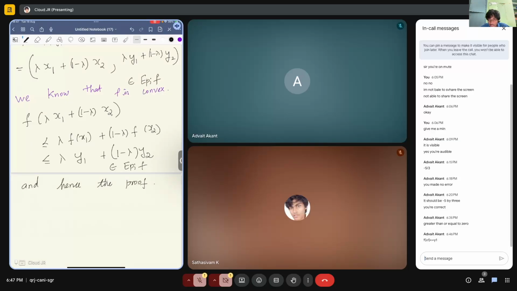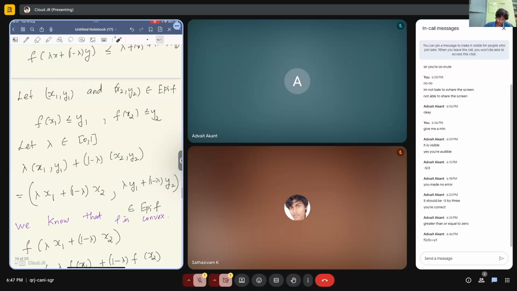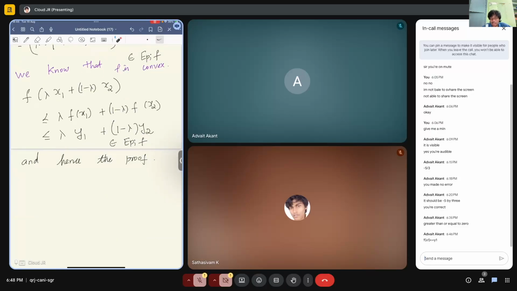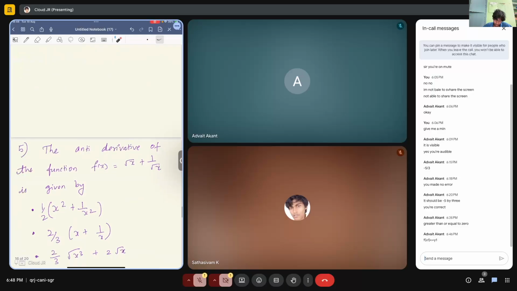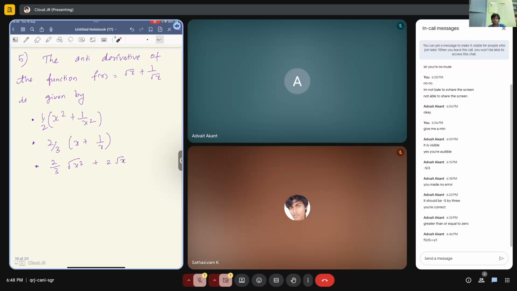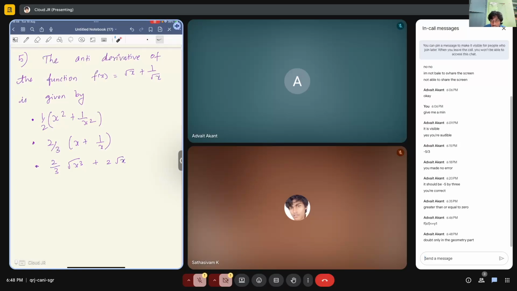There is a comment, right? f of x1. Yeah, exactly. So you just have to use this one and you'll get it. Okay. So far, do you have any doubts? If there's no doubt, then probably we'll move on to the next section. So you have a doubt only in the geometry part. Yeah, you can tell me what the doubt is, and I can try to explain it.